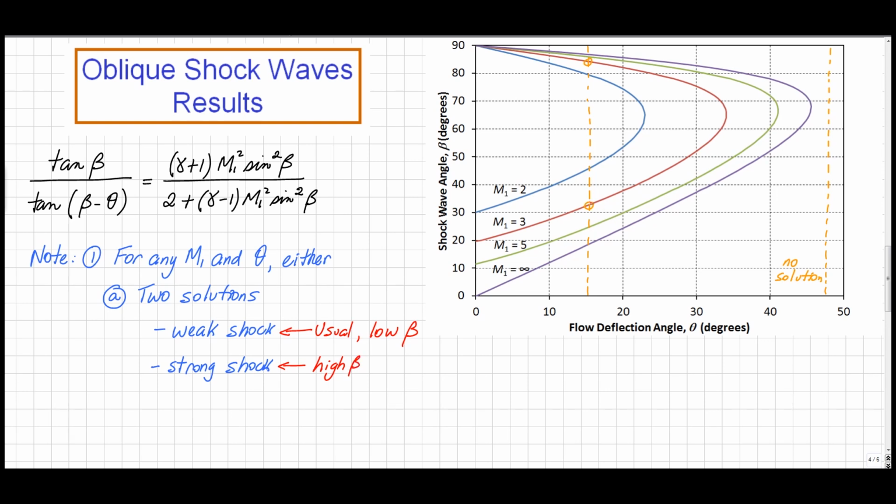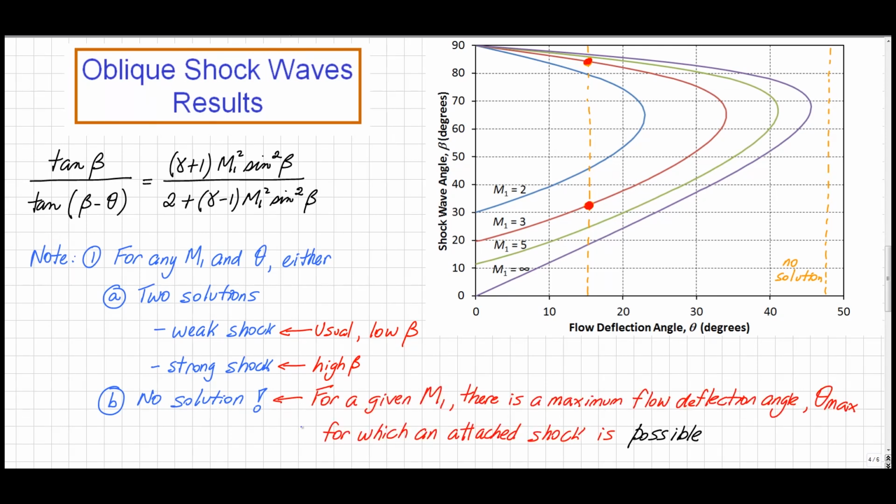So on our plot here, the low value that we had for the 15 degree deflection at Mach 3 would be the weak shock solution, and the high value would be the strong shock solution. And our other possibility, if theta is very high, is that we can get no solution at all. And we'll state that this way, that for a given M1, there's a maximum flow deflection angle theta max for which an attached shock is possible.